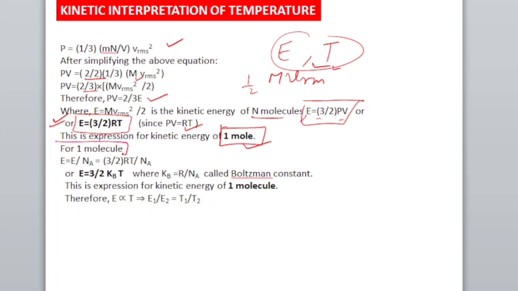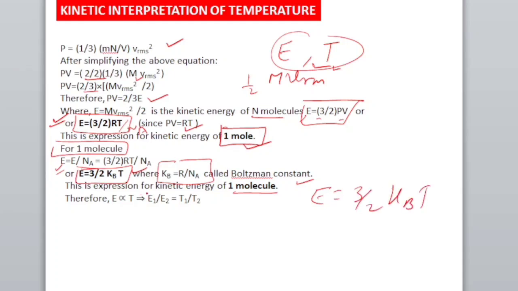This is for 1 mole. For 1 molecule, the energy is divided by Avogadro number. When you divide this by Avogadro number, R by Na is Kb. Kb is called Boltzmann's constant. We already discussed its value. So this becomes E equal to 3 by 2 kBT. This is the expression for the kinetic energy of 1 molecule. The earlier one is in terms of R, and this one is in terms of Boltzmann constant k. E equal to 3 by 2 kBT.